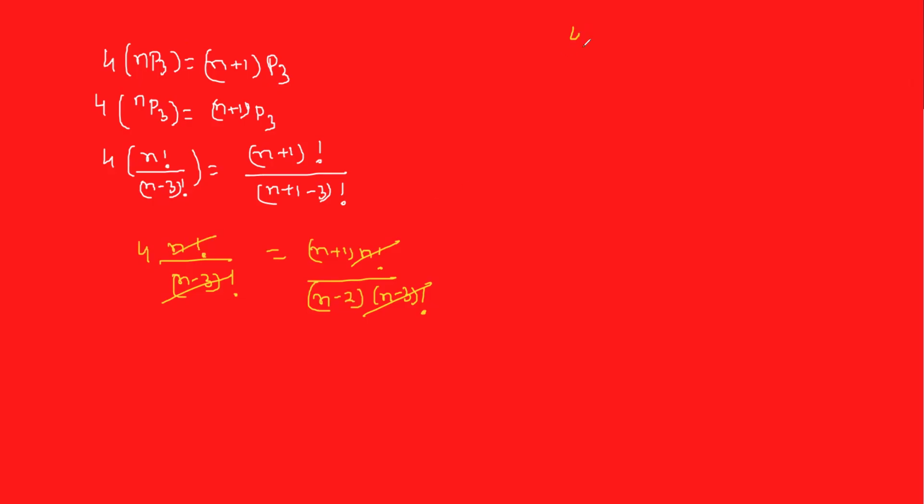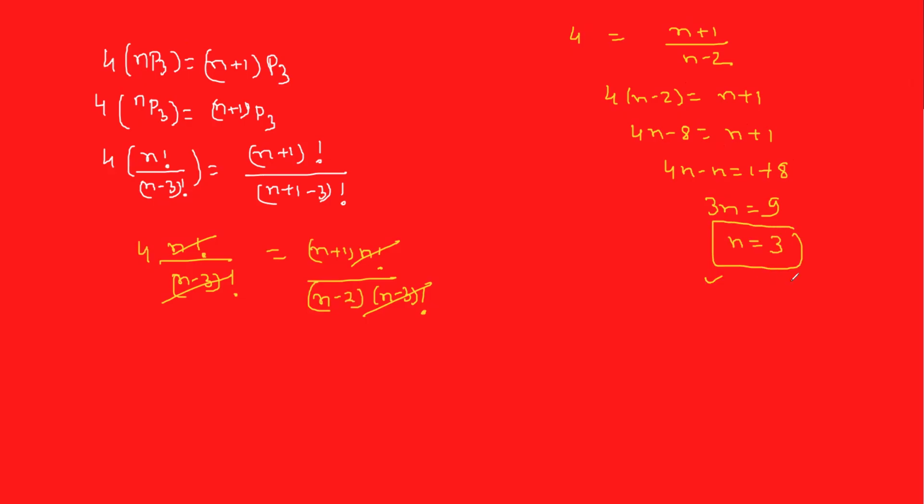You have 4. Do cross multiplication. 4n minus n, 1 minus 1, minus minus plus 8. n will be 3, right? This is your answer.